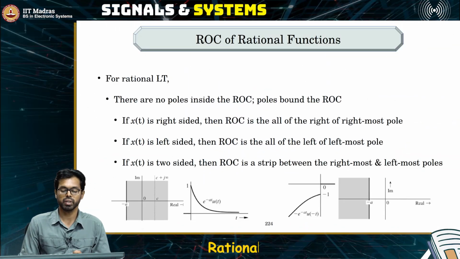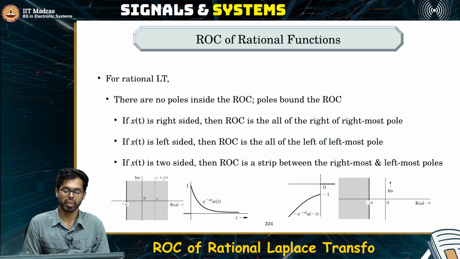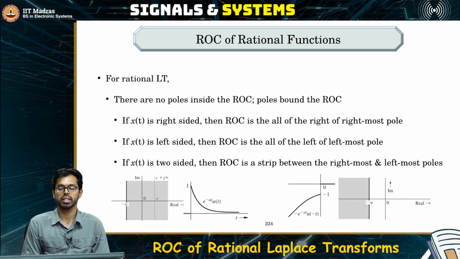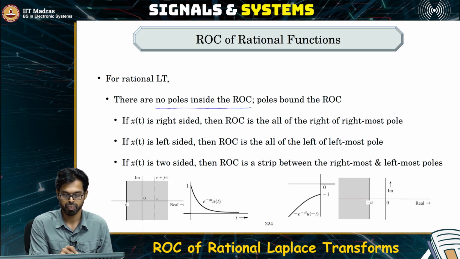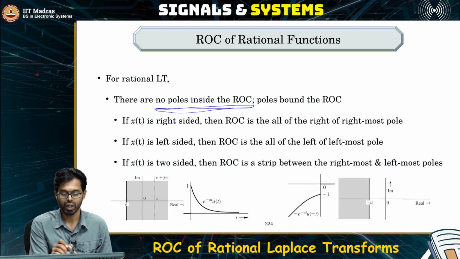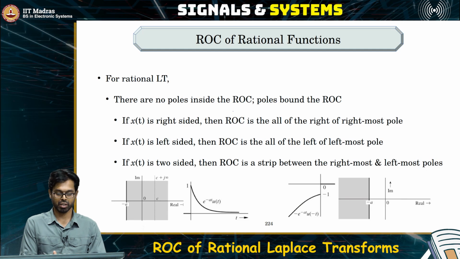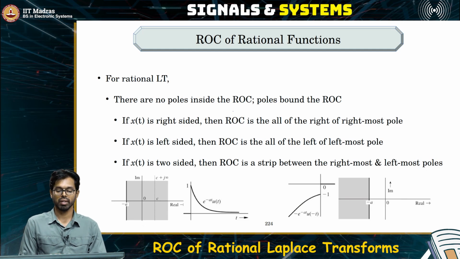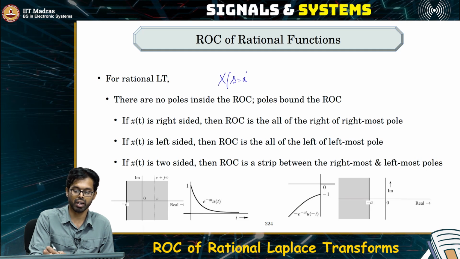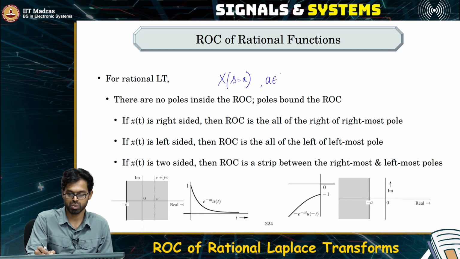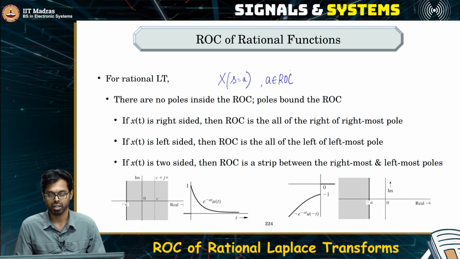Now let's see some properties of this pole zero plot. An important thing to note is there should be no poles inside the ROC. Why is that true? Because ROC itself says that it is a region of convergence, which means if you evaluate the Laplace transform X(s) at some point A and you say that A belongs to ROC, then it should be finite. It should not be infinite at that point.